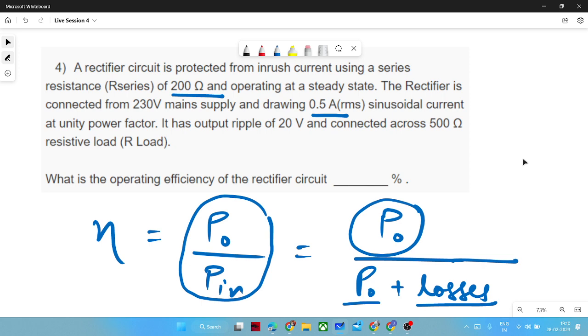Nothing will change in the ripples. And it is clearly mentioned in the problem that output ripple is 20 volt. So you can assume even now 20 volt as a ripple. Right, sir.